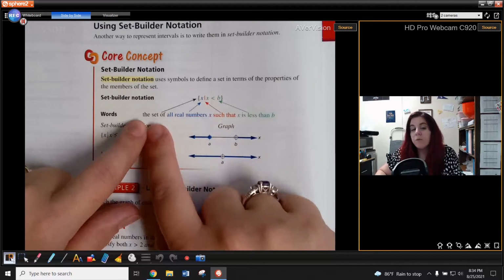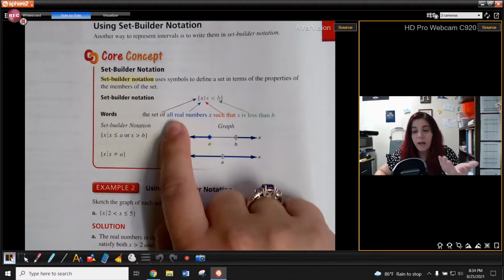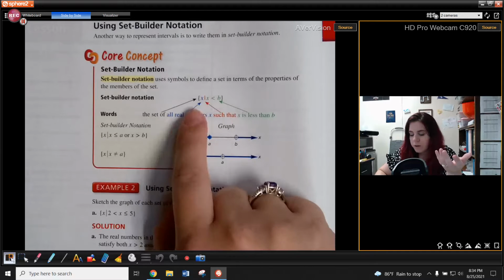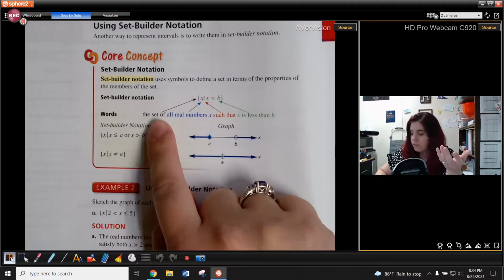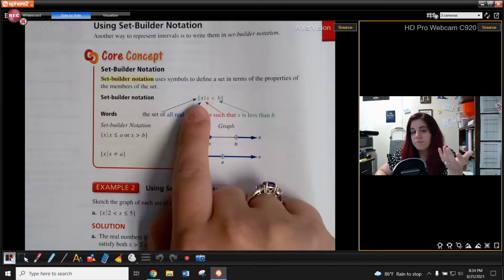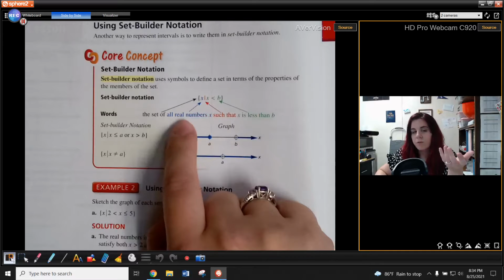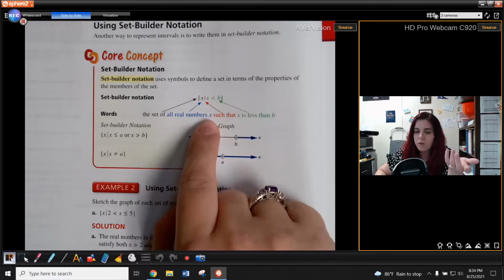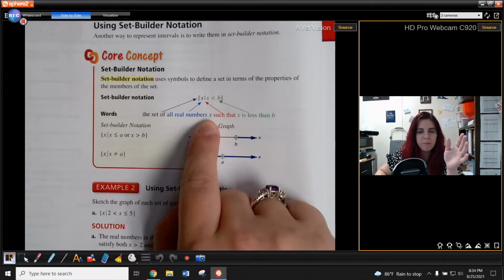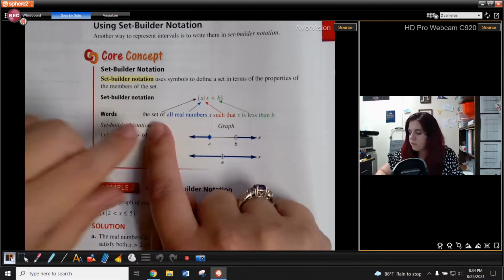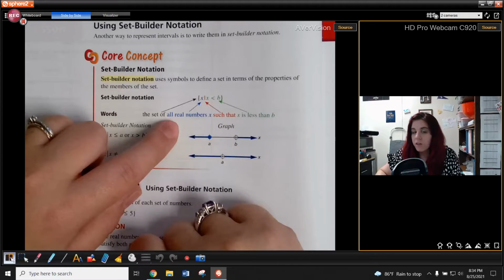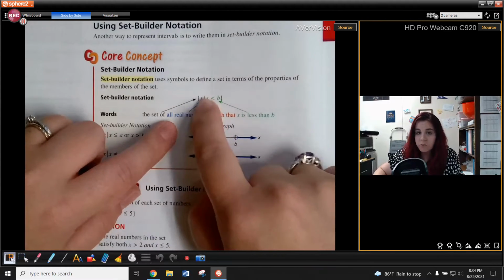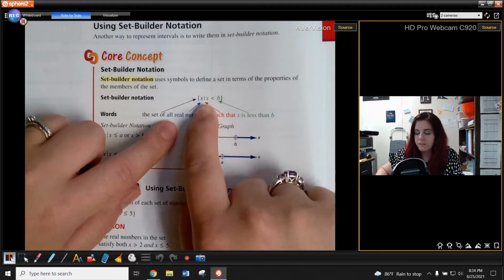But the way we read it and we say this out loud is the curly braces tell me to say the set of, and then we put an X. All real numbers X. So we're going to assume that we're dealing with real numbers because that's typically the deal. So the way I'm reading this, the set of all real numbers X, that's why we have the X listed. Then this straight vertical line means such that.